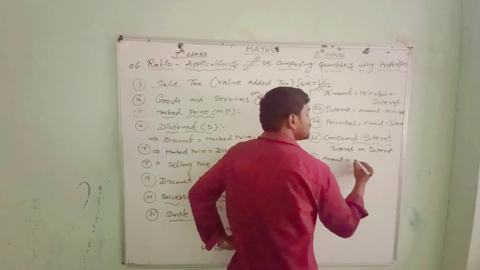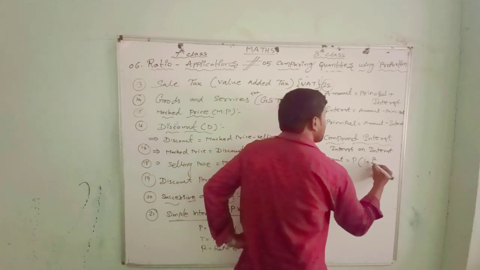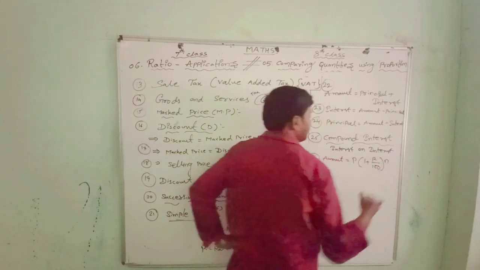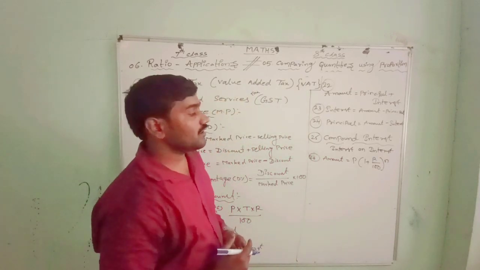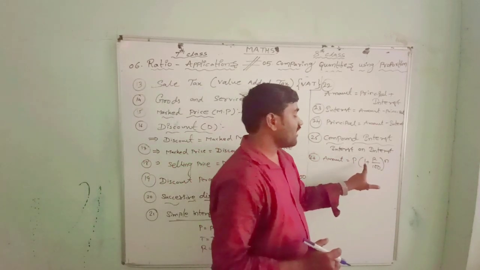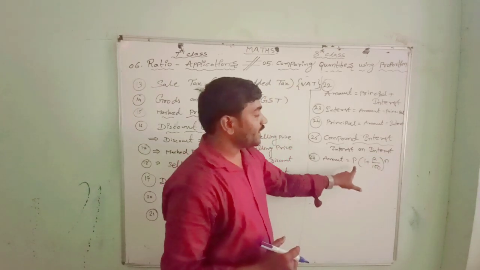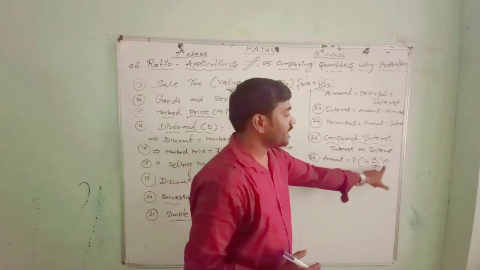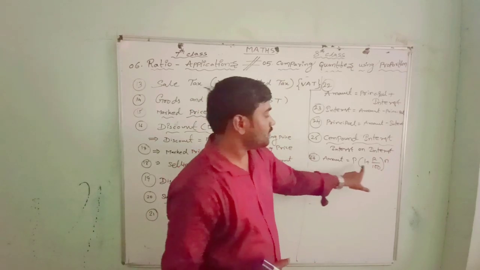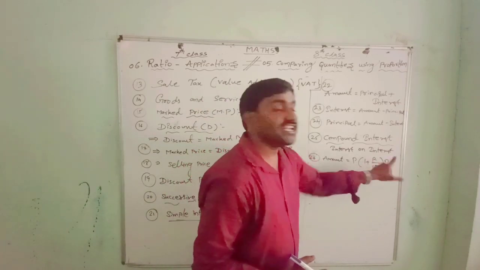Amount formula in compound interest: A = P(1 + R/100)^n. Here P is the principal, R is the rate of interest, and n is the number of years.